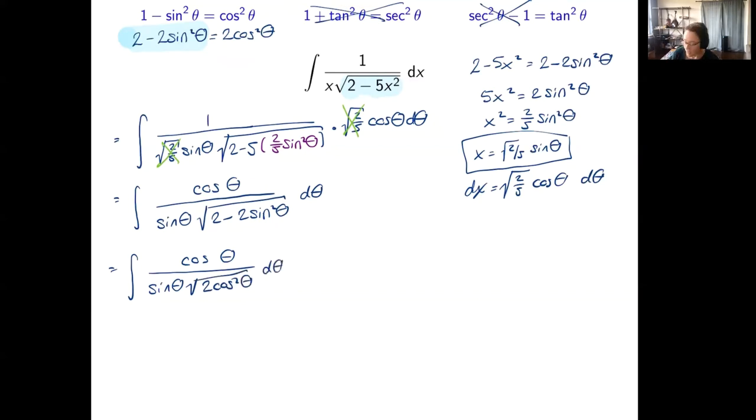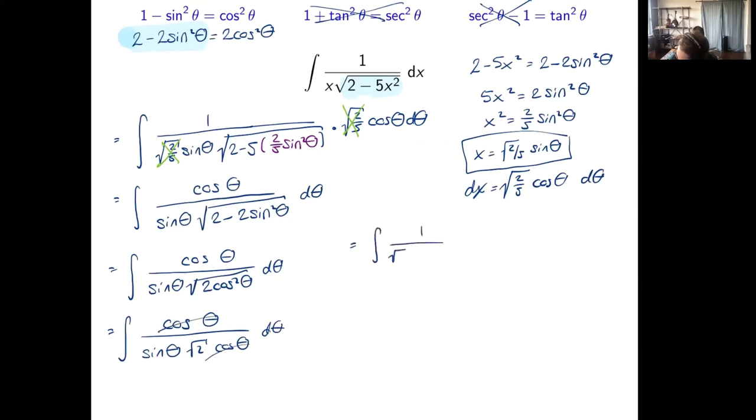All right, now, moment of truth. I can cancel off this square root and that squared. And again, this is the entire purpose of our trig substitution. So this is the square root of 2 times cosine theta. Oof. Now simplify a little bit. These guys cancel. And we get the antiderivative of 1 over the square root of 2 sine theta d theta.